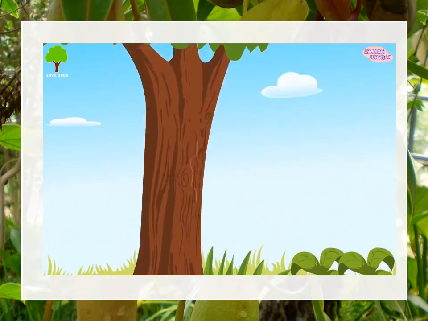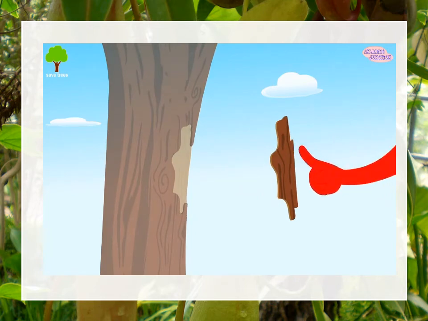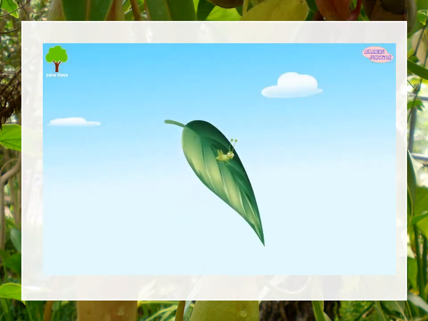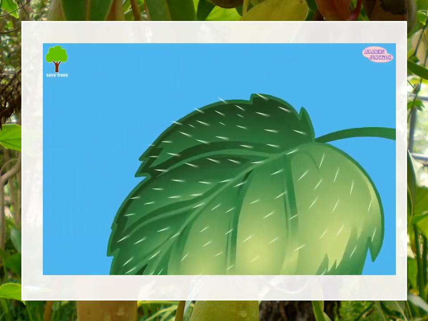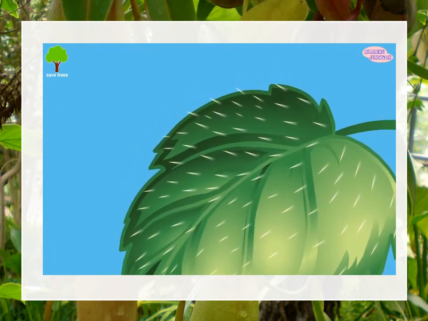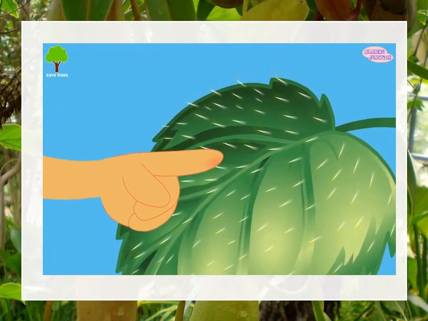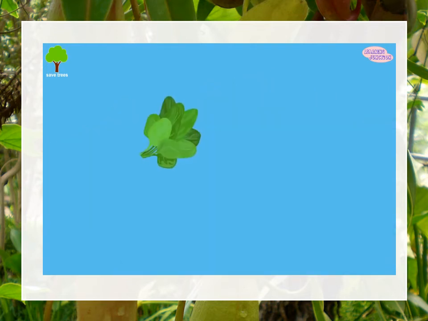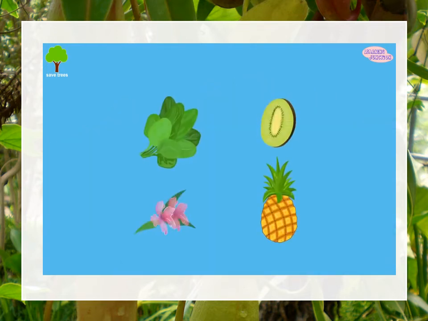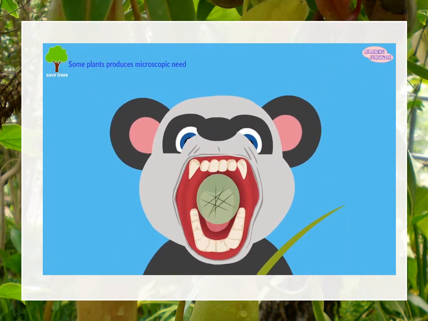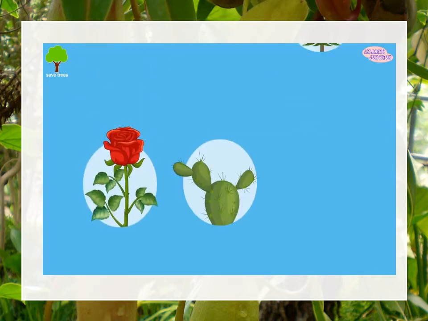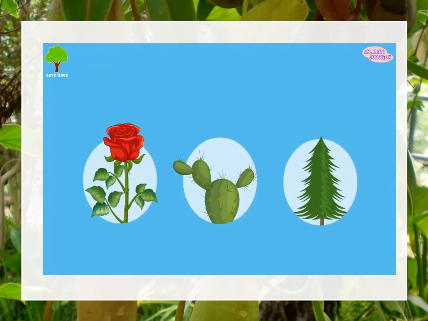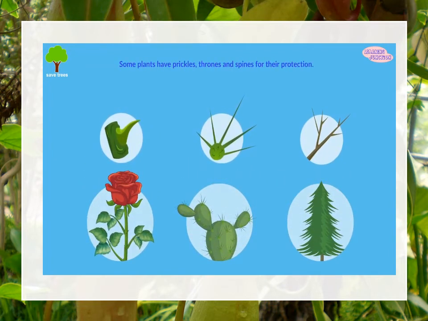The bark covers the tree trunks. It is very hard and tough to chew. All the leaves are protected with a cuticle that's waxy. Some plant leaves have a sharp thorn-like structure on their surface, which discourages small insects and even humans. Spinach, kiwi fruit, pineapple, etc. produce microscopic needle-shaped crystals, or raphides, which may cause tiny wounds, and thus predators get frightened off. Some plants have different structures for their self-defense. They have prickles, thorns, and spines.